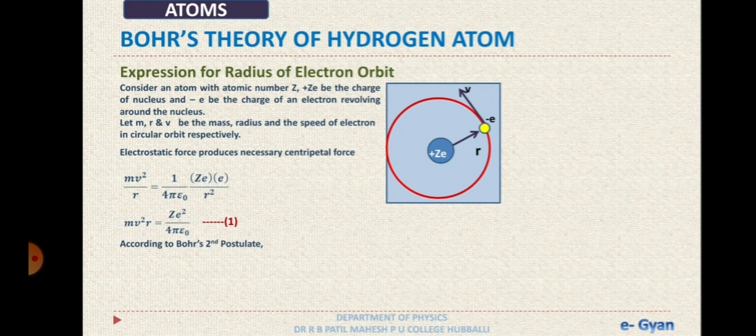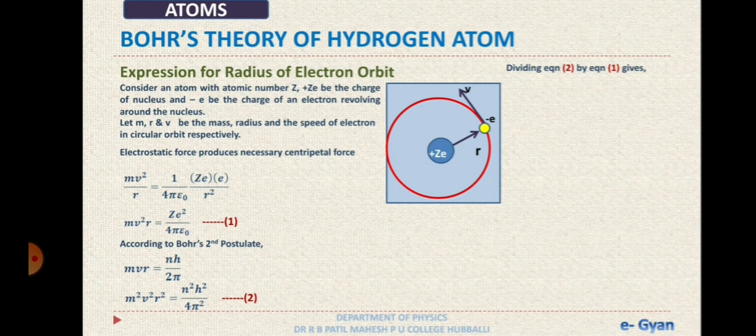Now, according to Bohr's second postulate, mvr is equal to nh upon 2 pi. So, on squaring, we can write m square v square r square is equal to n square h square upon 4 pi square. Let us call this equation number 2.